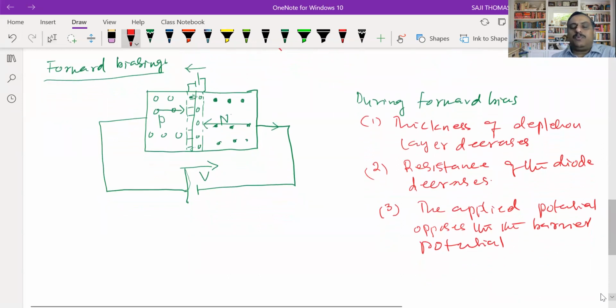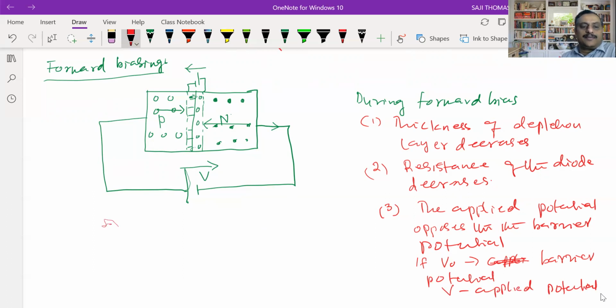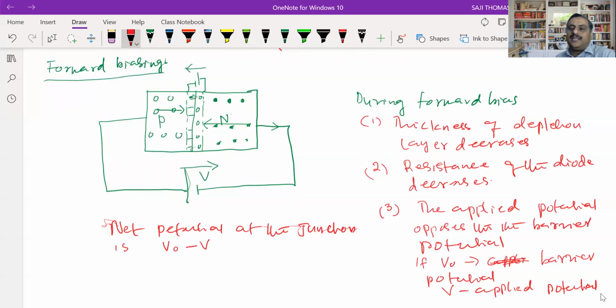So if V0 is the barrier potential and V is the applied potential, then the net potential at the junction is V0 minus V. So we have seen the applied potential and the junction potential are in opposite directions. So the net potential at the junction is V0 minus V. The potential difference across the junction we also call barrier height.